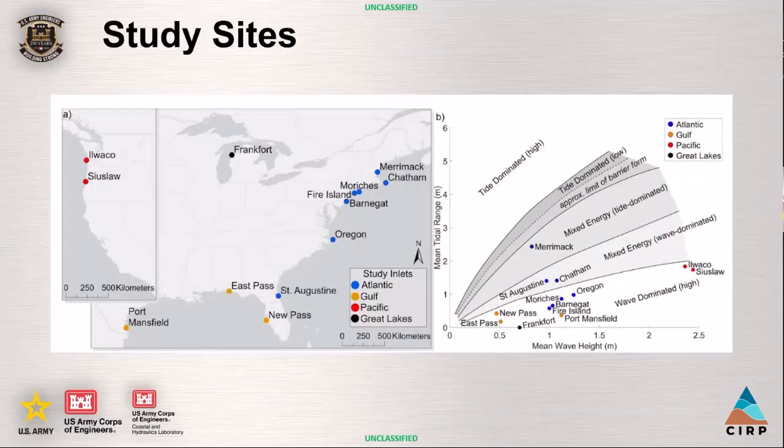So we've initially chosen 13 inlets to be our initial study sites. You can see them here on the map. There's a variety of wave climates, tidal ranges, inlet morphologies, and both natural and engineered inlets.